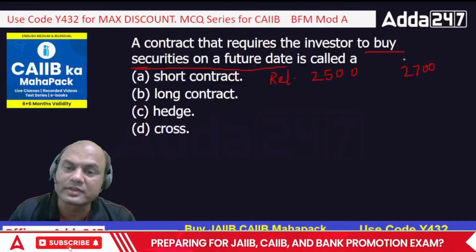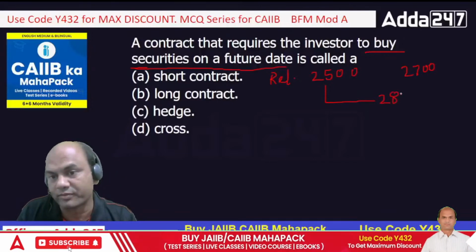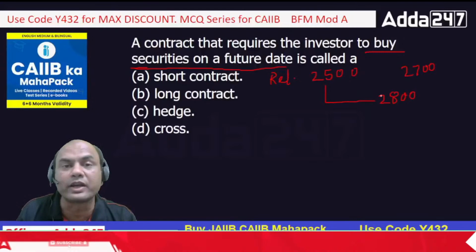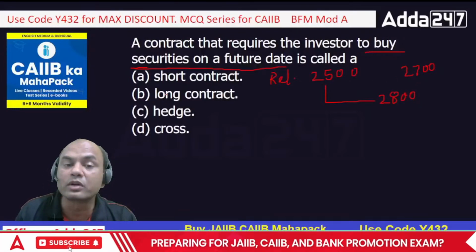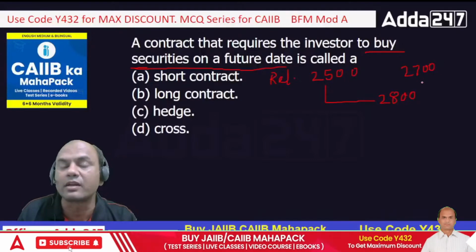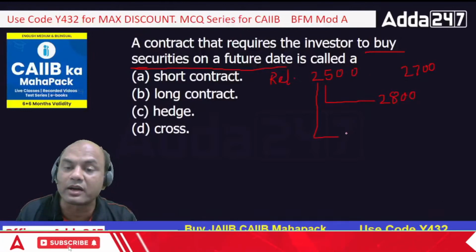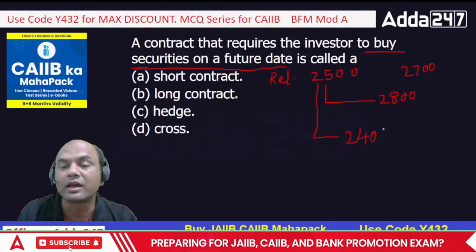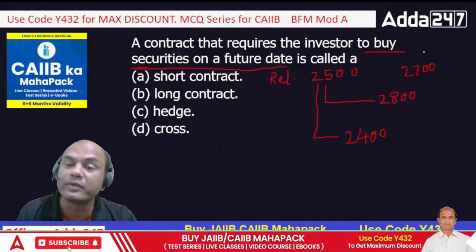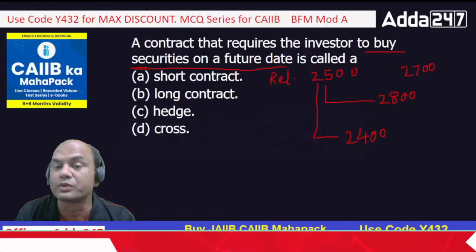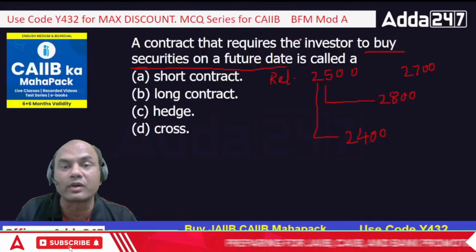So now, if this Reliance share goes to 2800 after 1 week, what happens? I'm in profit because I booked the contract for 2700. But if this Reliance share goes to 2400 after 1 week, then I am at a huge loss because I booked the contract at 2700. I will have to entertain that contract because future contract is such that you can't say no to that contract once you have booked it.